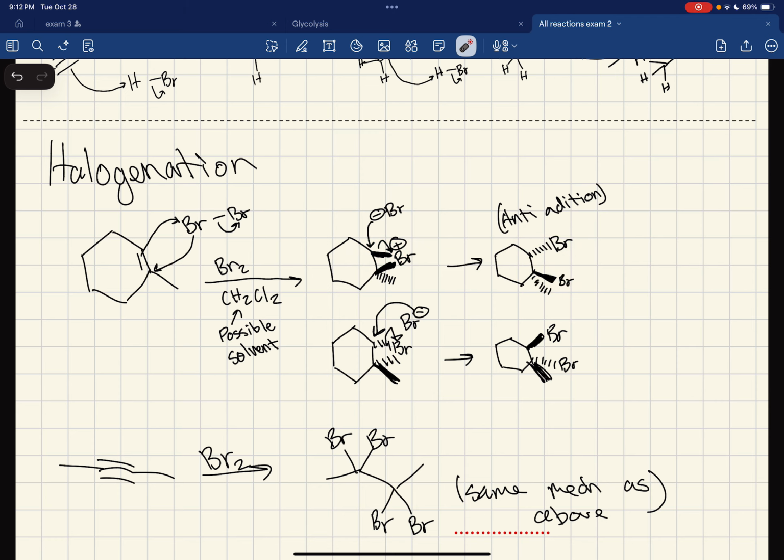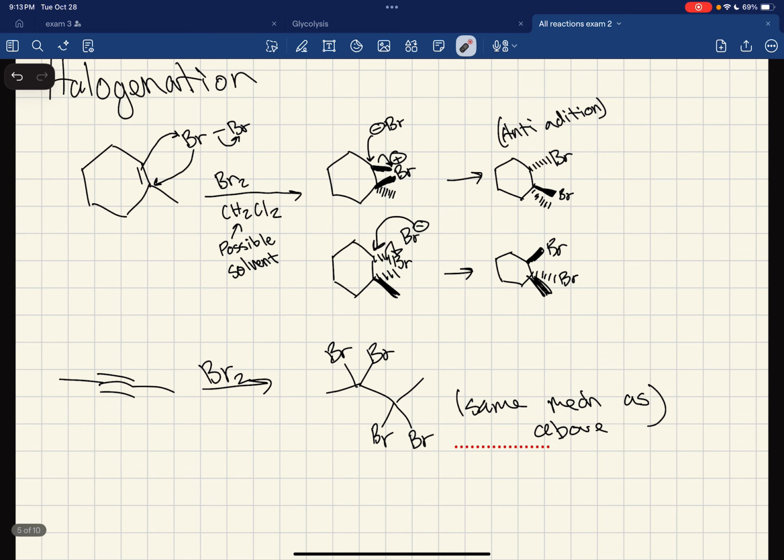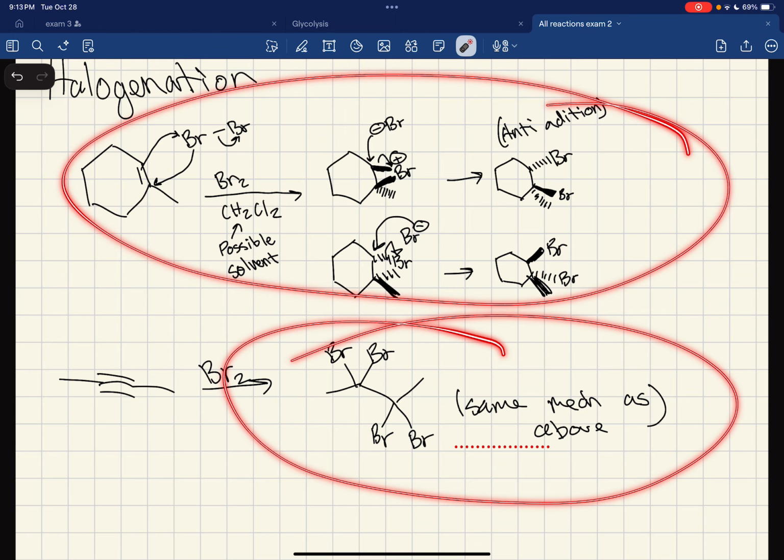And one thing that's important to note, this is flat. This bond is flat. So it can attack and add that bromine either through the top, like I wrote right here, or it can come and do this side. And then this bromine is going to attack that one side. So it's going to form enantiomers. If you do it across a triple bond, it's going to basically do the same exact mechanism, but it's just going to do it twice. Cool.